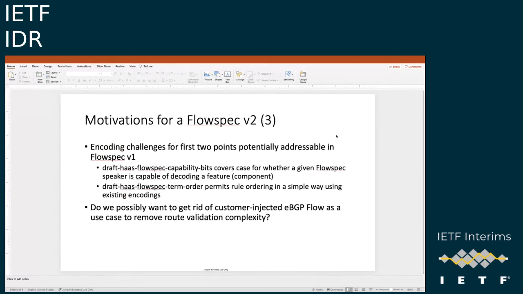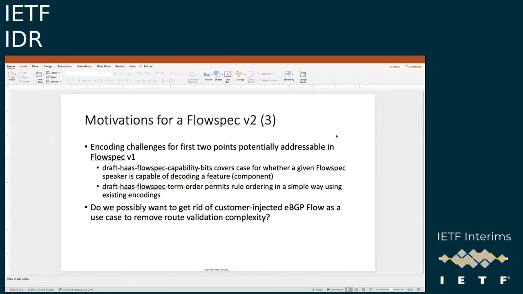We talked about the conflicting redirect actions. When we were discussing FlowSpec v2, the encoding challenges were our biggest problems that we could easily deal with. I threw together a couple of quick drafts that make some proposals about how we could deal with some of these things, maybe without needing a brand new v2 format.